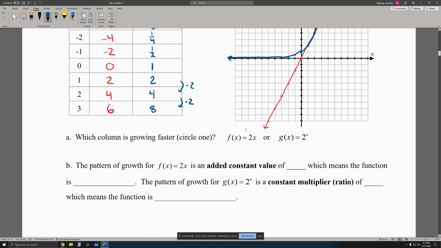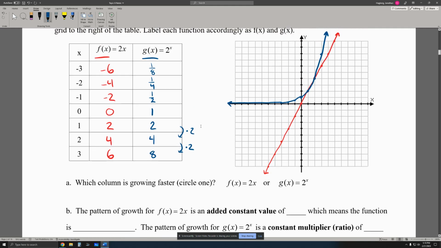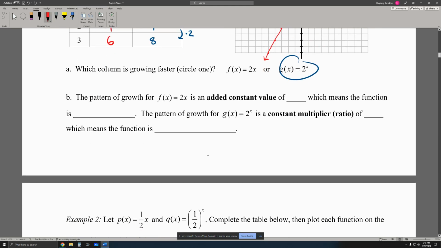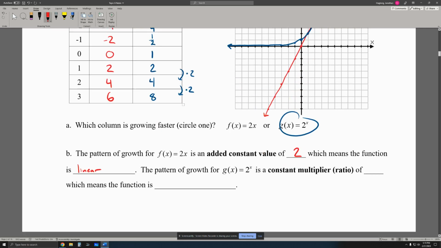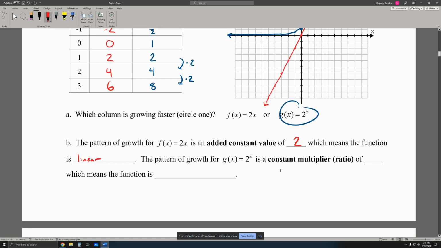Okay, so part A, which column is growing faster? Well, looking at the function outputs, I notice that g of x is growing faster. The pattern of growth for f of x equals 2x is an added constant value of 2, which means that the function is linear because we are adding the same value each time. So if we look at the table, all of these red values increase by 2. We add 2. However, for g of x, we have a constant multiplier or a constant ratio of 2, which tells us that this function is exponential.